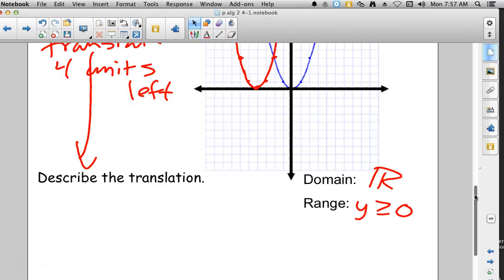So, question I want you to talk with your partner about right now. Of a, h, and k, which of those letters affect the range? Go ahead and talk to your partner.